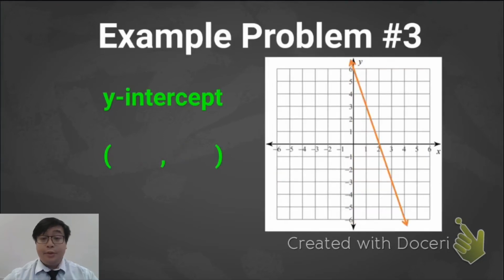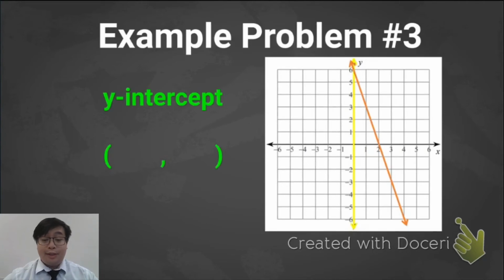Okay. Here's our third example. When does this line cross the y-axis? So here's the y-axis, and I can see that these 2 lines are going to intersect at this point up here. Okay. So where's this point at? So since I'm staying right in the center, I know that my x value is 0, and in order to reach this point, I need to move up 6 spots. So the y-intercept is going to be (0, 6).